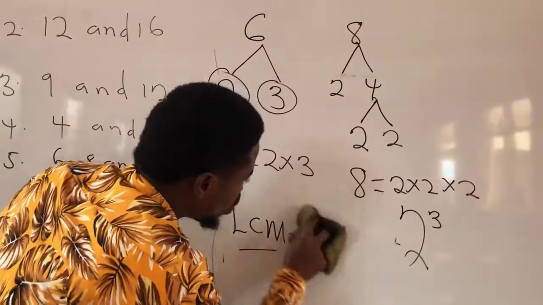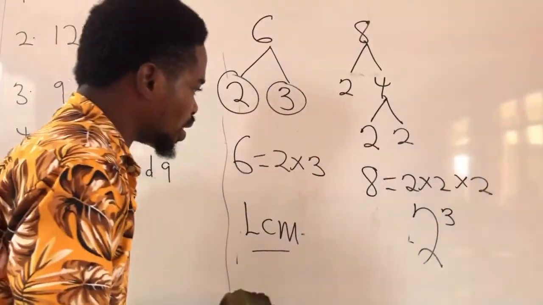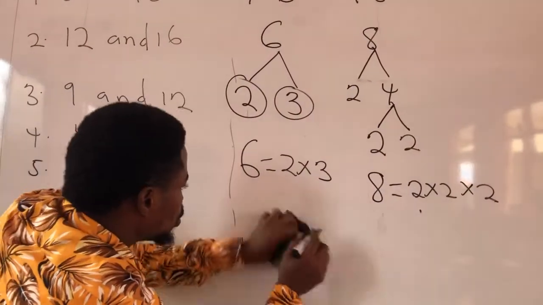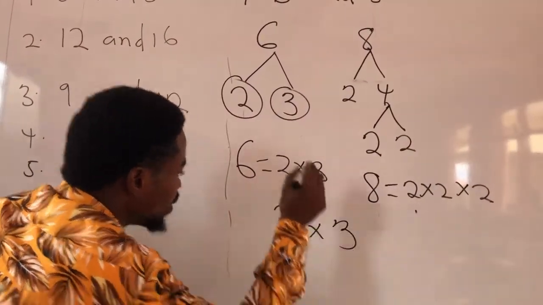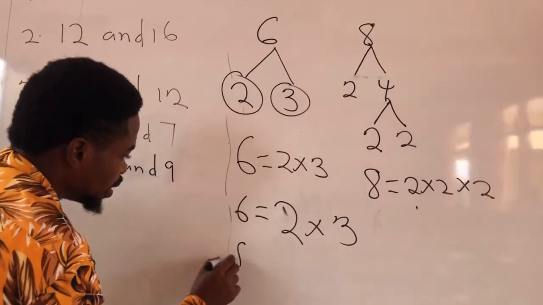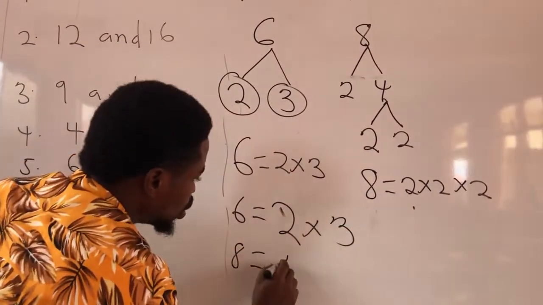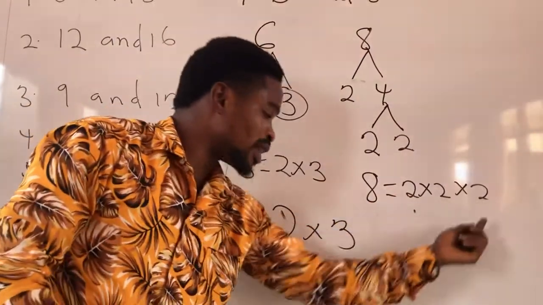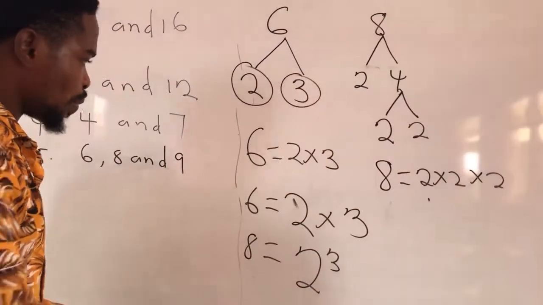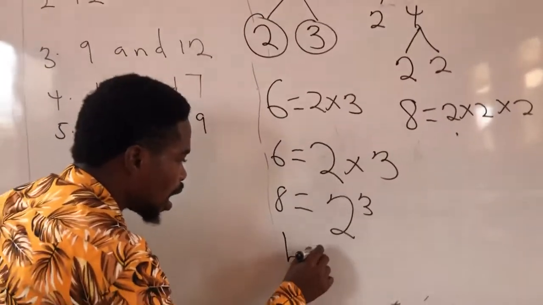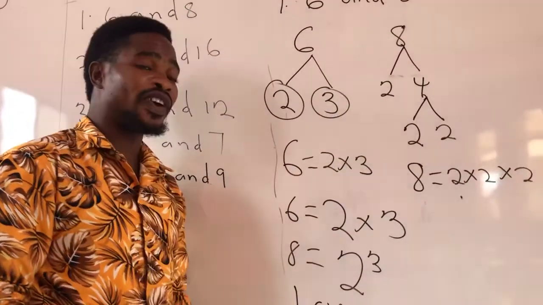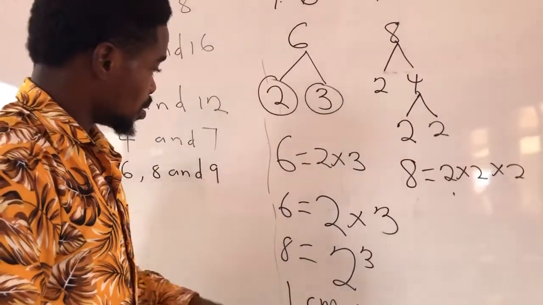So in this case, we are looking at the highest powers. So 6 can be written as 2 times 3, and 8 can be written as 2 raised to the power 3. Yes, because 2 occurs how many times? 3 times. So we are looking at the LCM, the highest common factors of each factor.